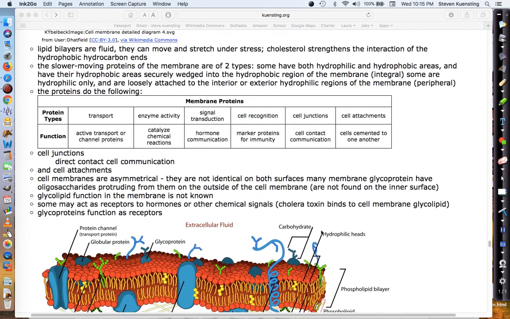Now, lipid bilayers are fluid. What that means is they can move and stretch under stress. Cholesterol, which in this diagram, these are cholesterols here. Cholesterol, cholesterol, cholesterol. Cholesterol strengthens the interaction of the hydrophobic hydrocarbon ends. The slower moving proteins of the membrane are of two types. Some have both hydrophilic and hydrophobic areas.